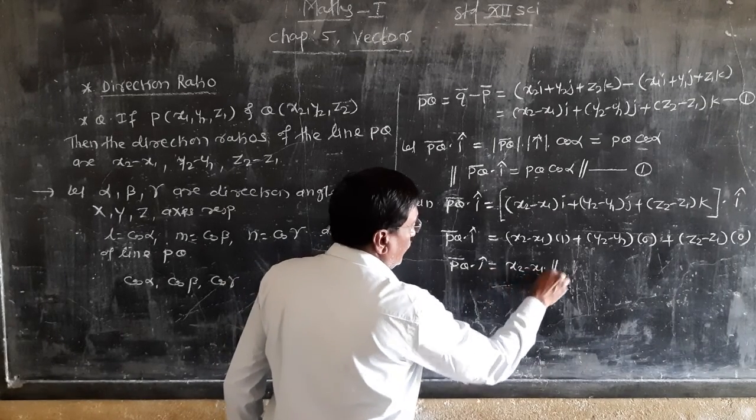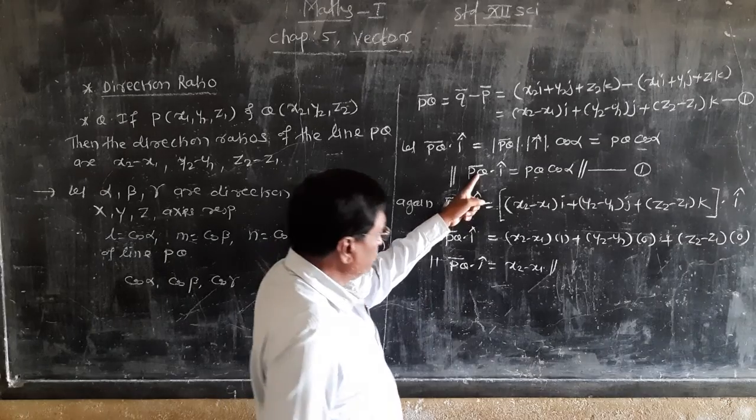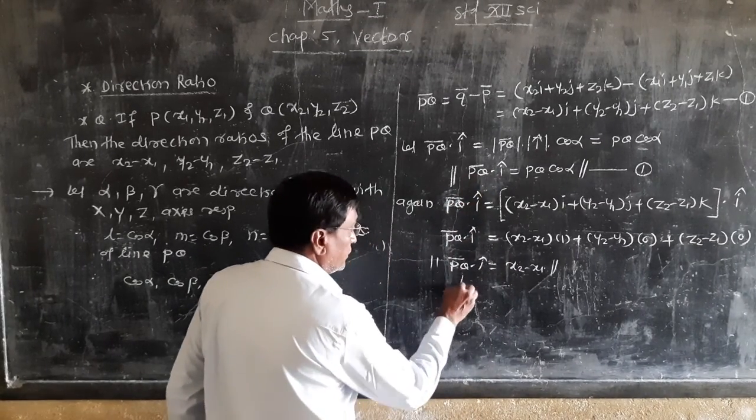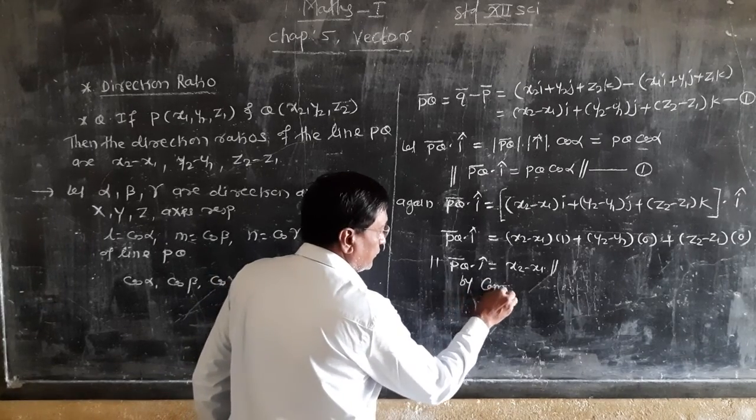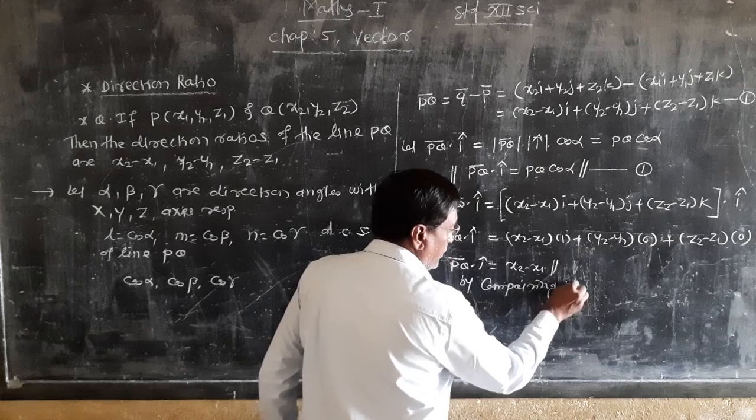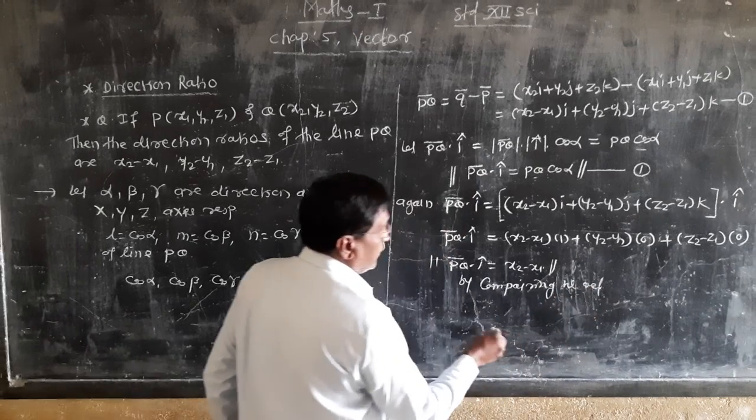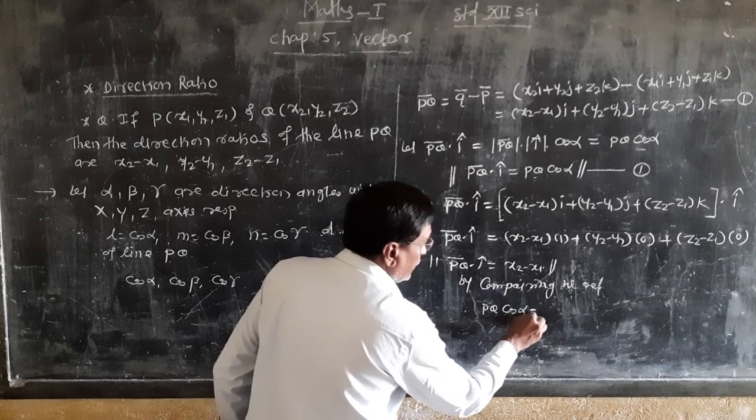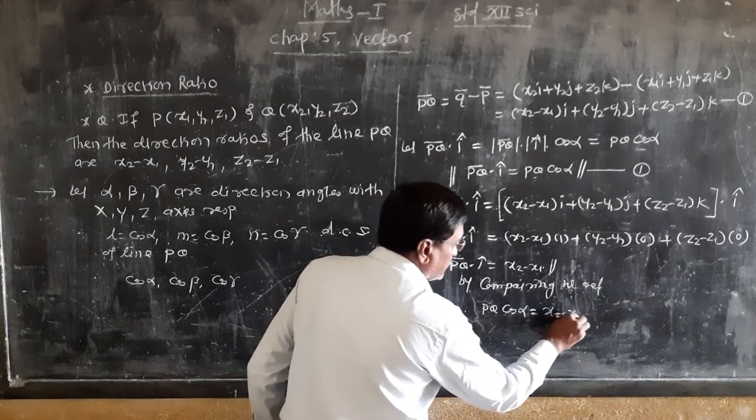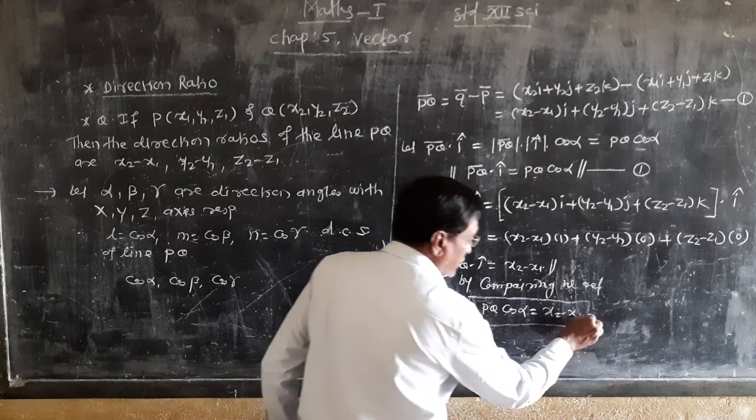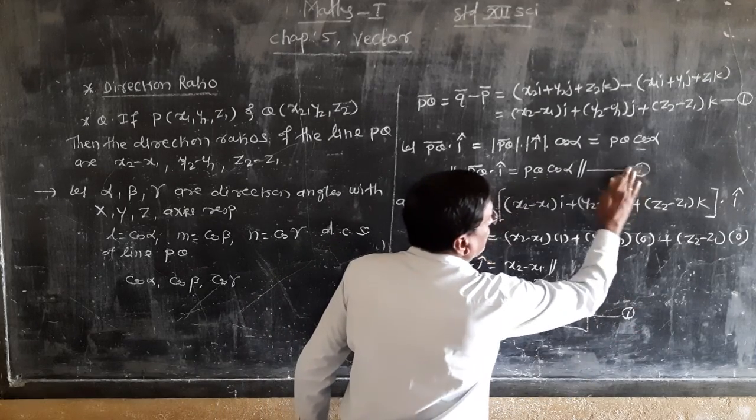Now compare both. This is the value of PQ dot i bar, and this is the other value of PQ bar dot i bar. By comparing, we get PQ cos alpha is equal to x2 minus x1. I will consider this as equation number first.